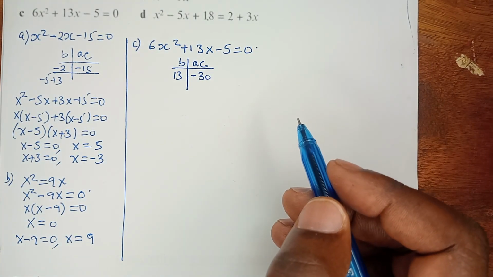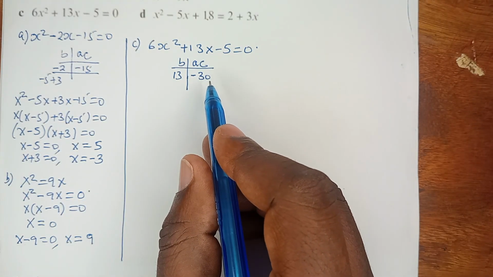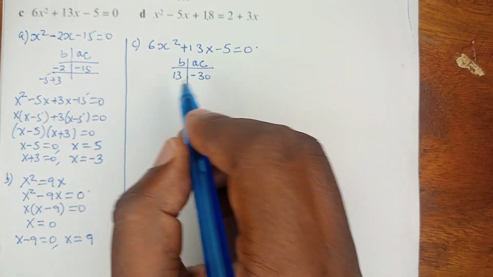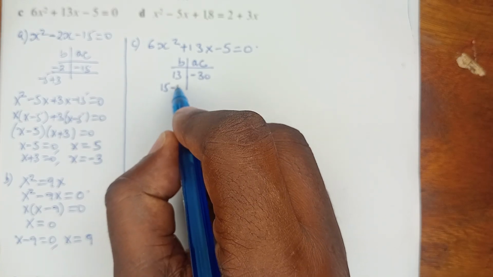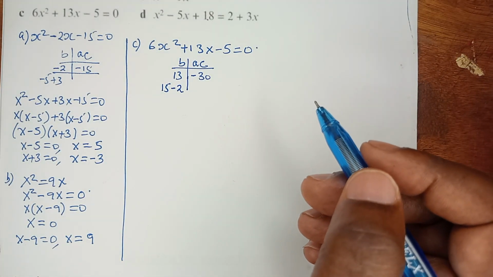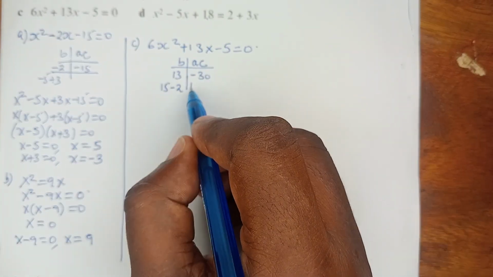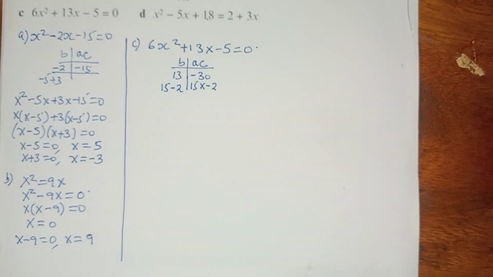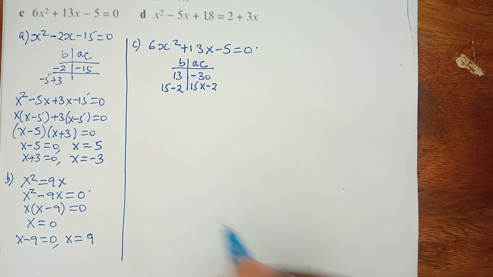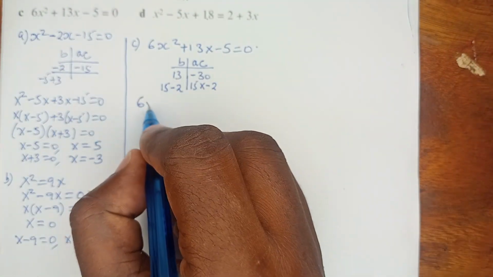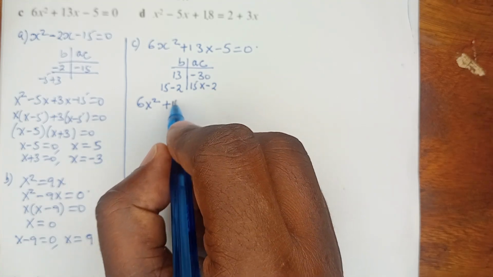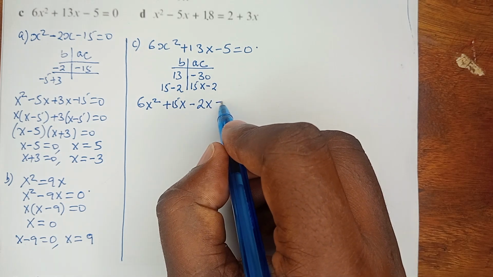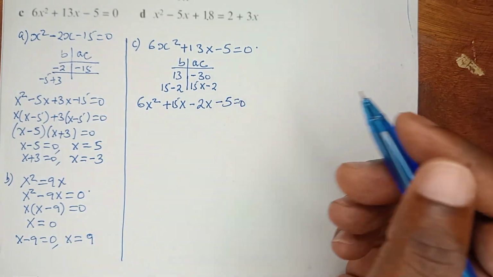And which two numbers, again, when we multiply, they give us -30, and the same numbers, when we add them, we are going to get 13. And definitely this is +15 and -2. So +15 minus 2 is 13, and +15 times -2 is again -30. Again, we substitute the middle term and we have 6x squared plus 15x minus 2x minus 5 is equal to 0.